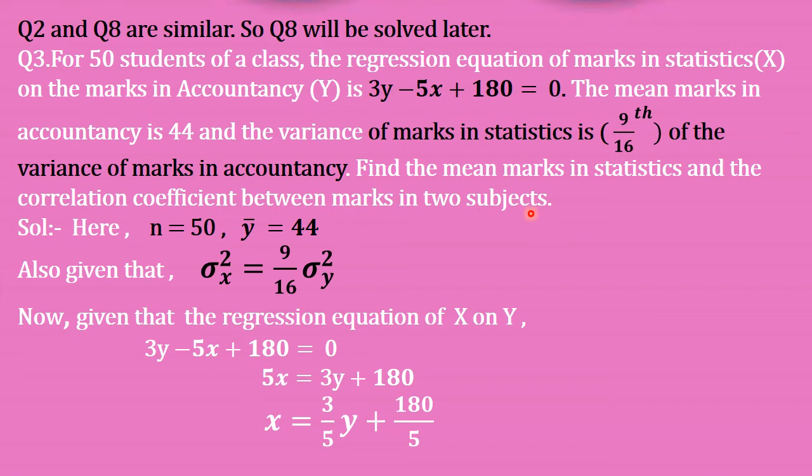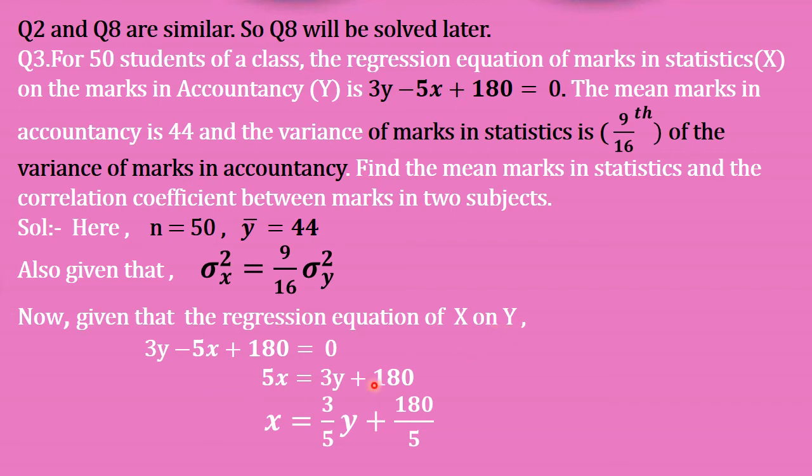So, the solution is, we will write the given values first, that is n is equal to 50, y bar is equal to 44. Also, sigma x square, that is the variance of x, is equal to 9 upon 16 times sigma y square, that is the variance of y. Now, the regression equation of x on y is given, that is 3y minus 5x plus 180 is equal to 0. Now, it is x on y.